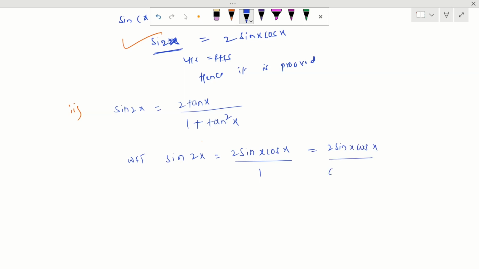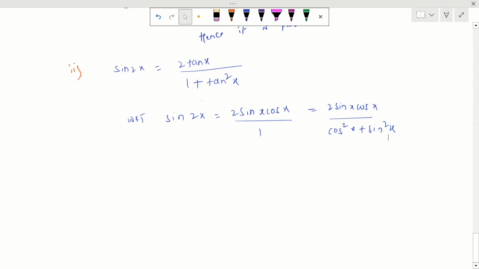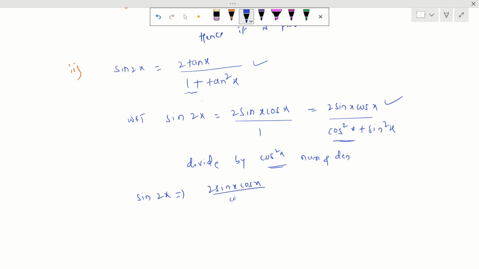So we know 1 is cos square x plus sin square x, right? Now you compare this term with the RHS term. Here we are having 1, so 1 has to come, which means we have to divide by cos square x, on both numerator and denominator. Now if we divide, we get sin 2x is equal to 2 sin x cos x divided by cos square x.